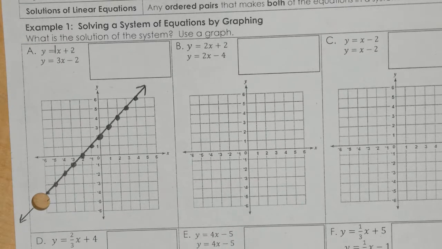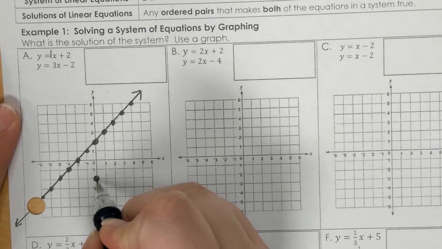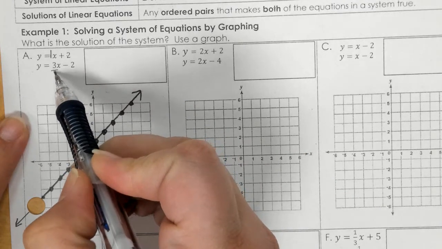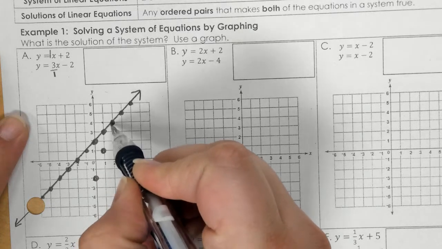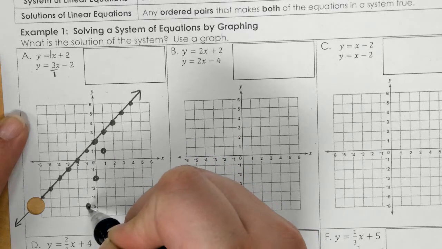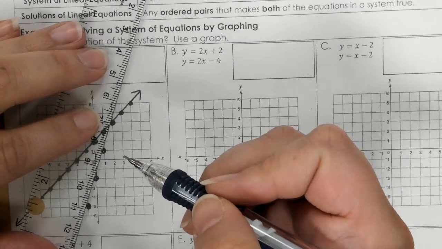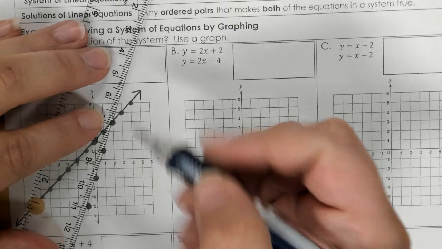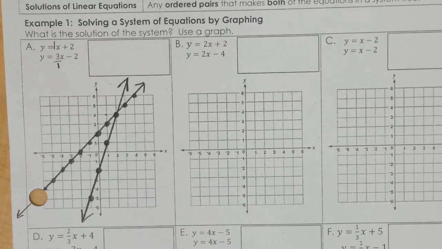Then for the second equation, we start at negative 2. My slope is 3, so I put that over 1. I'm going to go up 3, right 1, up 3, right 1, and also down 3, left 1. These points are connected by a line as well. When you graph it, you can see the two lines intersected, and if they intersect, that is considered one solution.